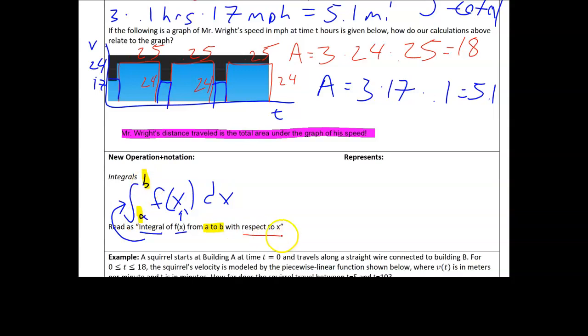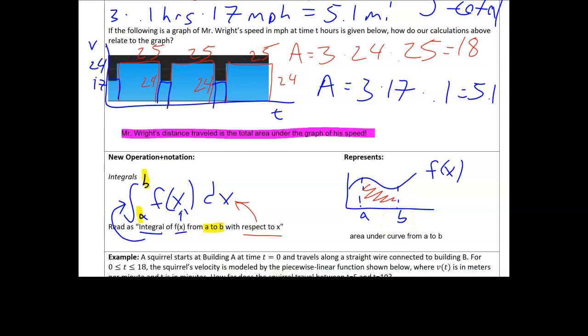And then with respect to x is just the dx. So read it out loud if you're by yourself: the integral of f of x from a to b with respect to x. Now this looks crazy, but it's not that hard, it's just some notation that helps you look smart. So what this represents, let's say I have this curve f, a and b are just x values, right? So this just represents the area under the curve from a to b.